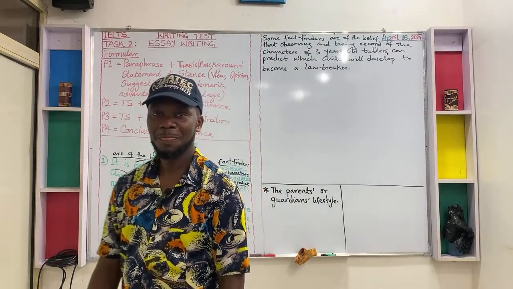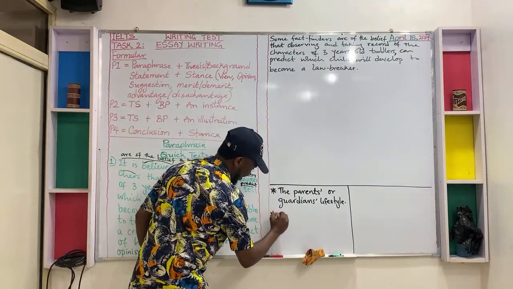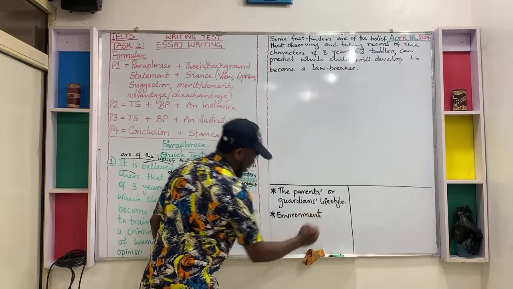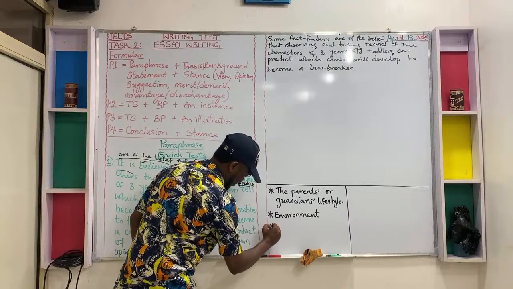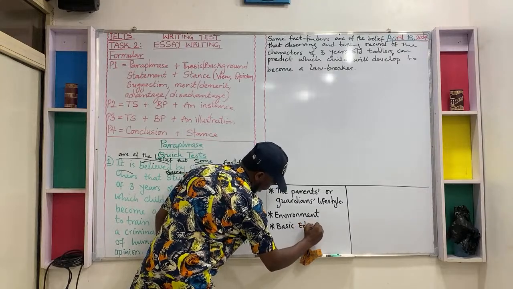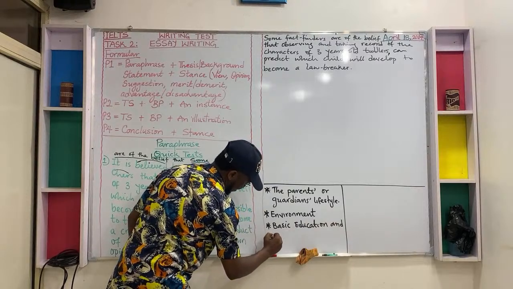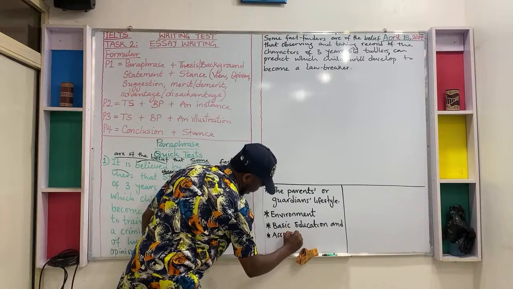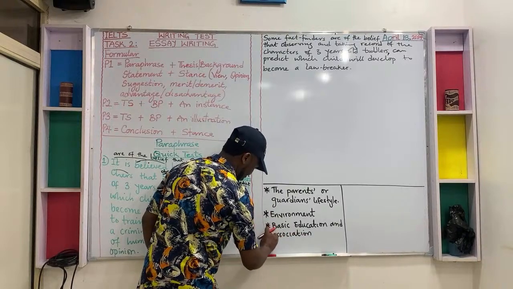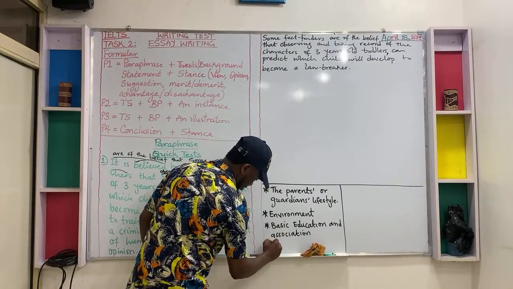From Doc: it is possible by these three factors. One, your environment. Okay, Doc says environment. Two, basic education and association. Number three, role modeling. So education and association go together, then number three, role modeling.